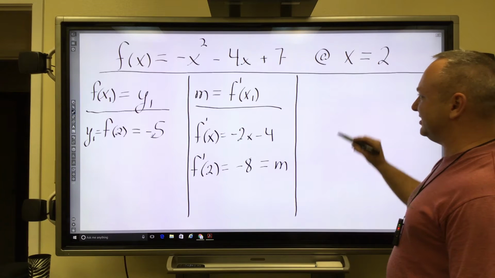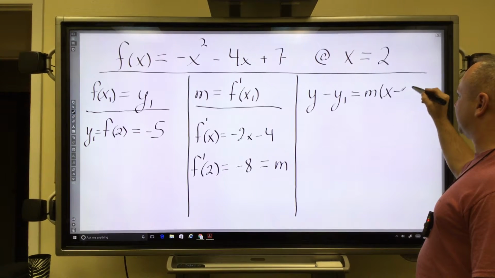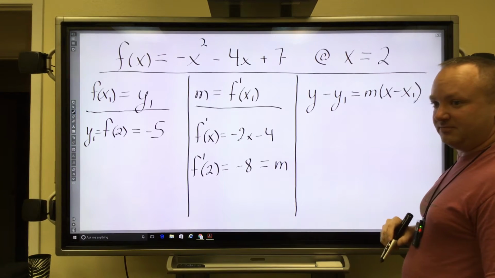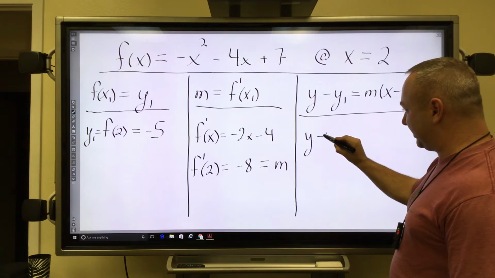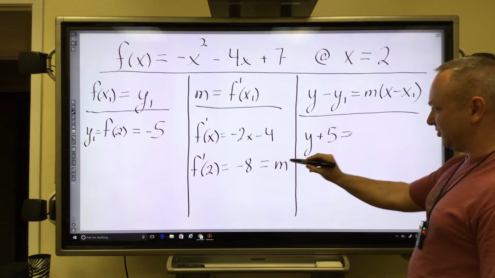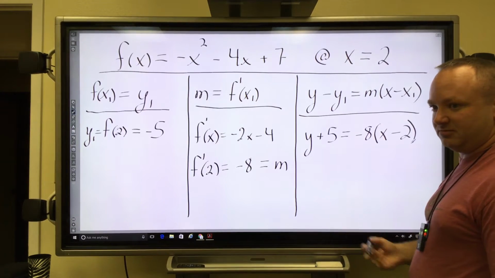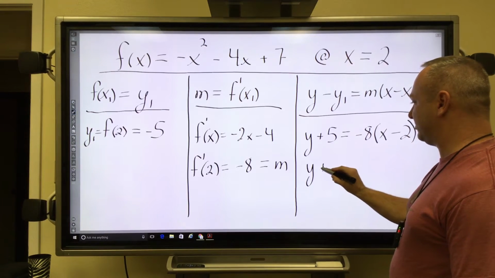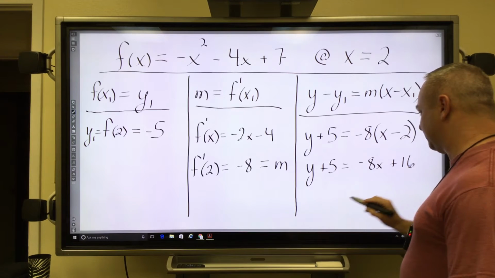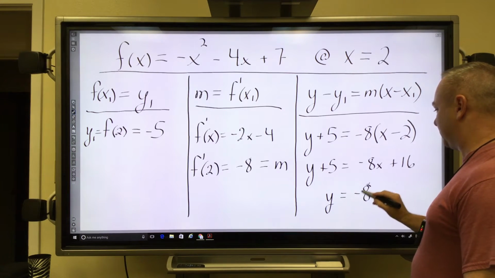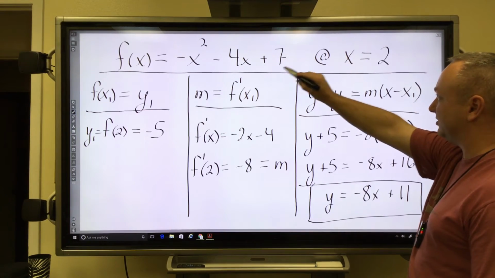Now that you have those two things, we put all of that into the third column. Y minus y1 is equal to m times x minus x1, and we just plug the stuff in. Y minus negative 5 is equal to negative 8 times x minus 2. I always leave the left-hand side alone, so that's y plus 5 equals negative 8x plus 16. Then we move this over: 16 minus 5 is 11. So negative 8x plus 11 is the equation of the tangent line at 2.